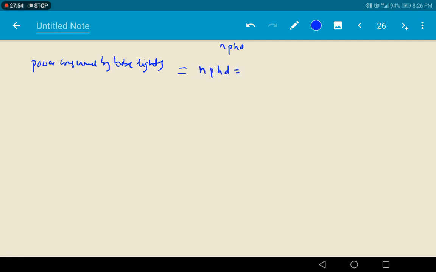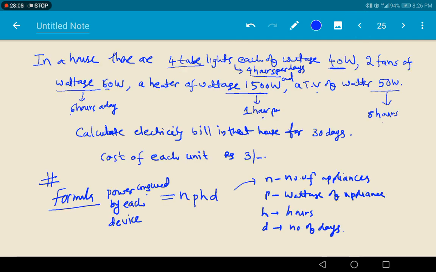Power consumed by tube lights, NPHD. Number of tube lights, 4. Wattage of tube light, 40. And how many hours is it used? They are used for 4 hours.